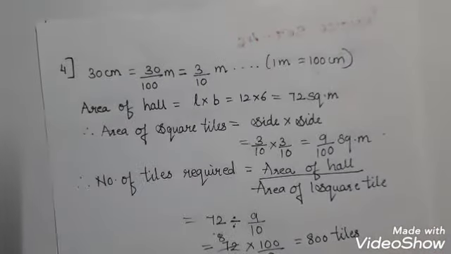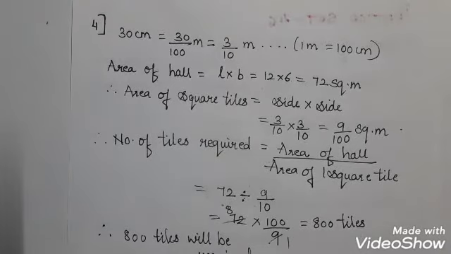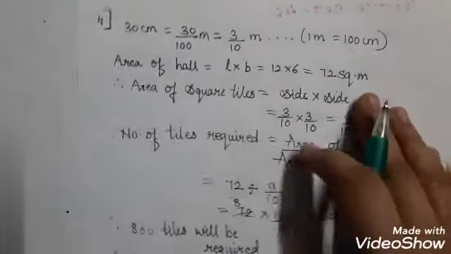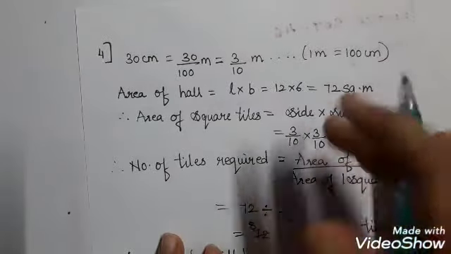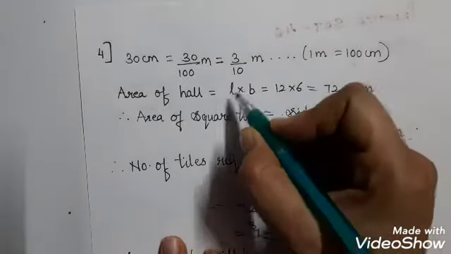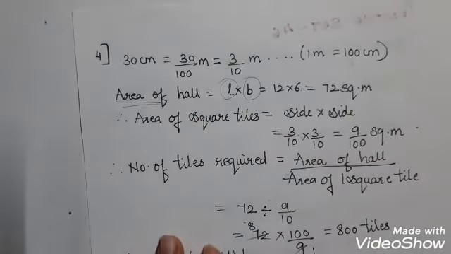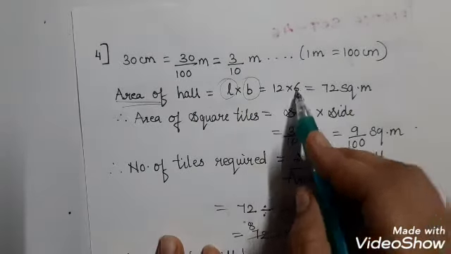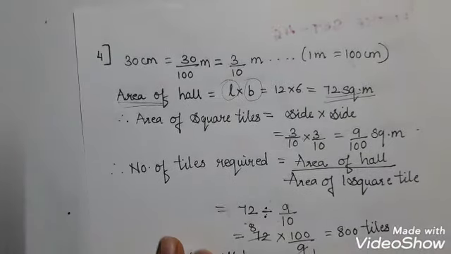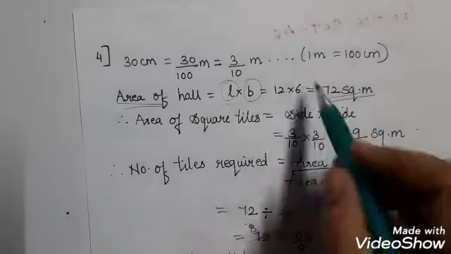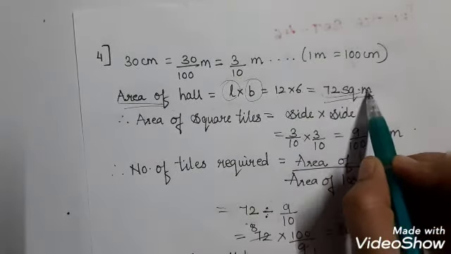Now let us see the fourth sum. A rectangular hall is 12 meter long and 6 meter broad. So here the length and the breadth is given to us. Okay, the length and breadth of a hall is given to us. So area of a hall is 12 into 6, which is 72 square meter. So from the length and breadth, we got the area of the hall as 72 square meter.